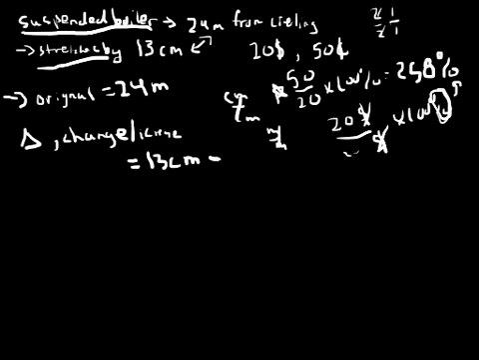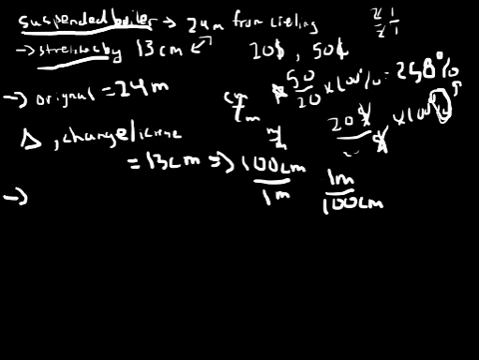So let's convert the bottom to meters. To get from centimeters to meters, it's a factor of 100. Basically, that means for every 100 centimeters, you have 1 meter, or the other way around. It doesn't really matter how you write it. So now you take your 13 centimeters and say, hey, I want to get rid of centimeters and have meters. So what am I going to do? I'm going to multiply by 1 meter per 100 centimeters.